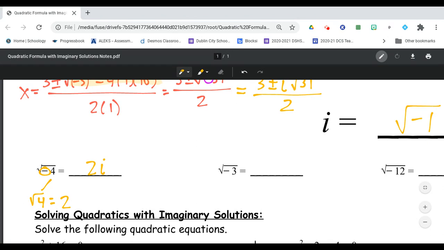Okay, let's talk about the square root of -3. I can't break down the square root of 3. That's as simplified as it goes. However, because of that negative, I can pull an i out front of my radical, and the 3 will stay under.